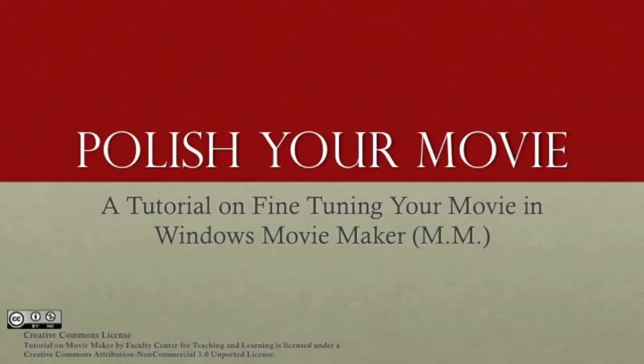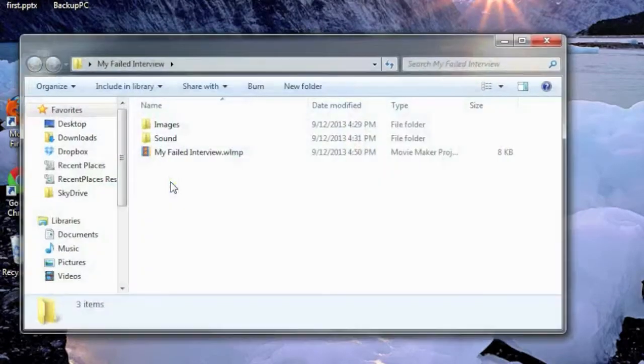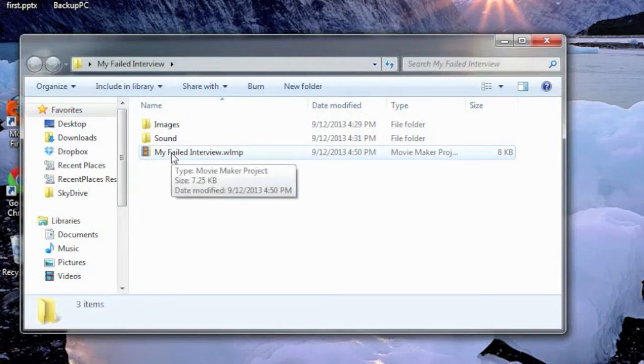Welcome back. This is polishing your movie, or fine-tuning it. In this video, we're going to add transitions between images, and then pan and zoom will make movement in the image itself. To get started, I'm going to open up my folder, and remember from the last video, I kept everything nice and organized, images and sound, in my file.